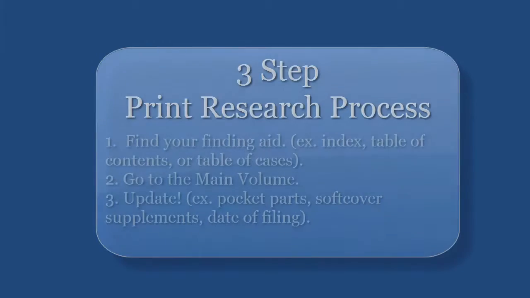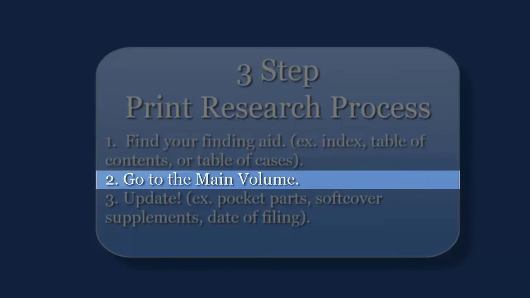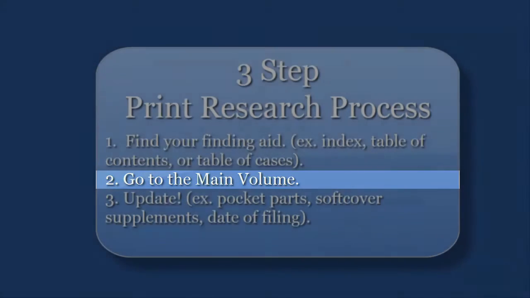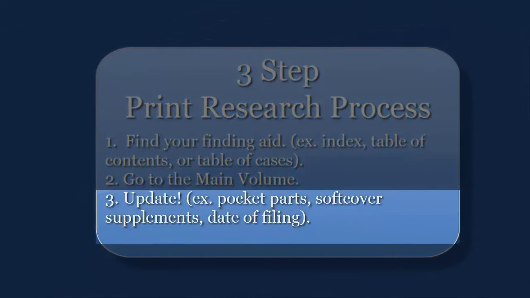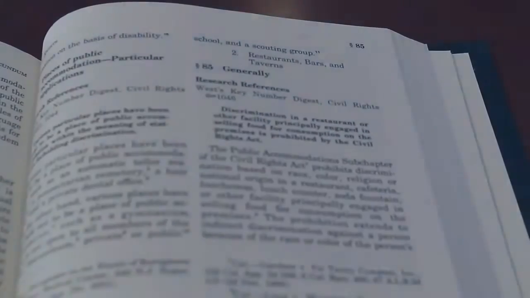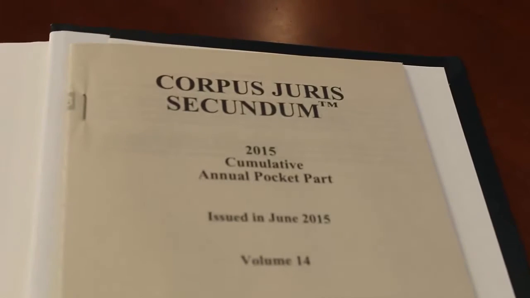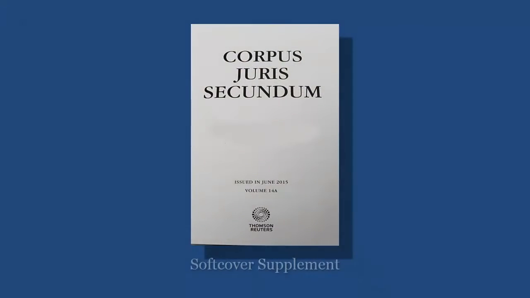Once you have found your citation from your finding aid, then move on to the main volume. Finally, you will need to update your research by looking at the pocket part in the back of the volume. Some sets use softcover supplements to update information, and for loose leaf binders, look for the date of the most recent filing.